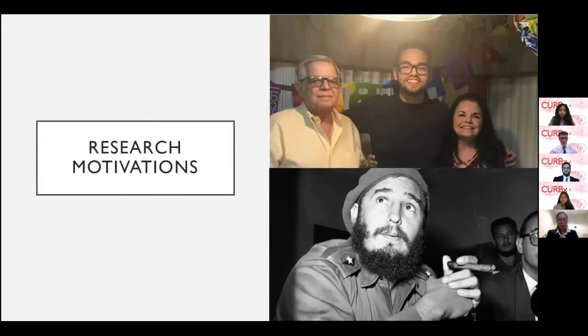To begin, my relationship to Marxism has been complicated, to say the least. My paternal grandparents came to the United States as Cuban immigrants following Fidel Castro's rise to power. You can see my grandparents and me in the top right photo, and then Fidel Castro in the bottom right photo. For some background, Fidel Castro was a Cuban revolutionary who overthrew the American-backed Batista regime in 1959.